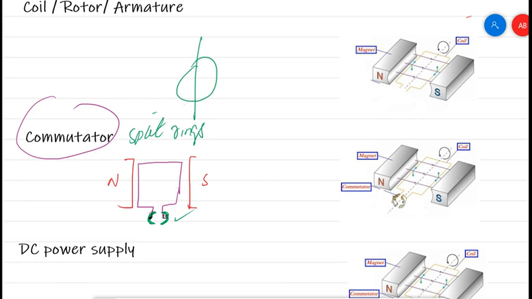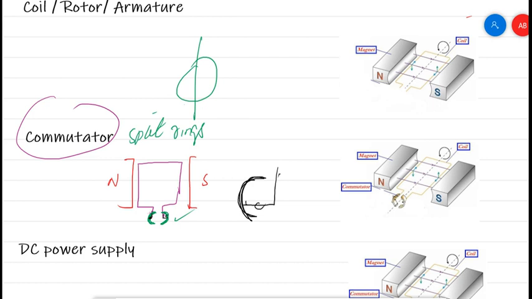Okay, this means that when this coil rotates, the ends can change sides. What will happen? I will discuss that later, but just now keep in mind that this is what's happening. If this is one split ring, one part of a commutator, and this is the main end of a coil, what will happen when it rotates?